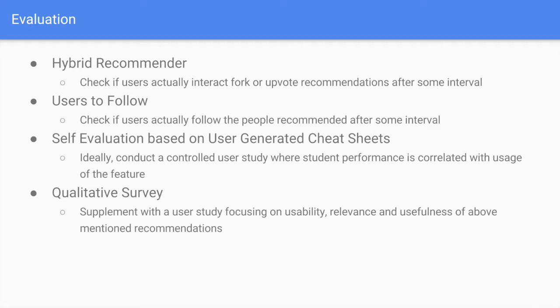In evaluation, we have used a hybrid recommender, so we can check if a user actually forks or upvotes any recommendation which has been given. We can also find whether a user actually follows certain other users who are being recommended. We can also conduct a controlled user study where we can judge student performance based on this application, whether he has benefited after using this application and by how much percentage.